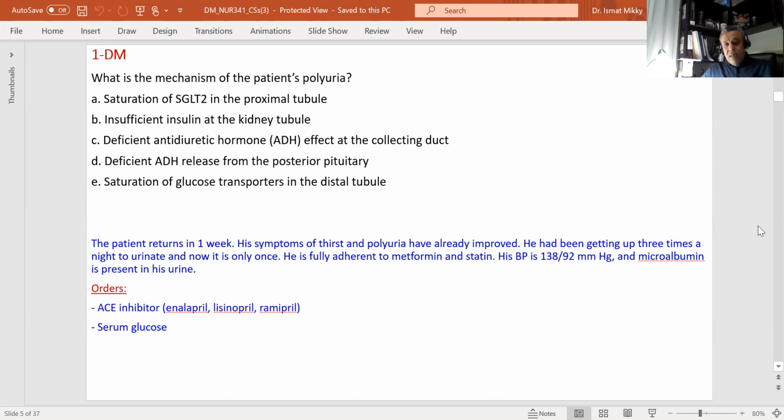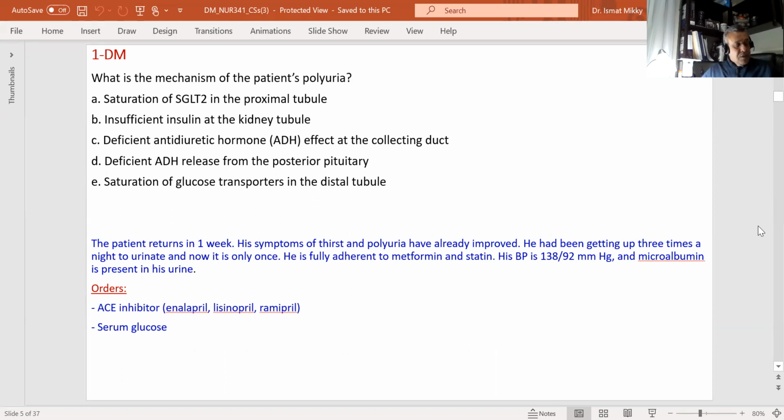So what is the mechanism of the patient's polyuria? Why did the patient develop the polyuria due to the diabetes? So SGLT2, which is the sodium glucose cotransporter 2, is present in the proximal tubules.